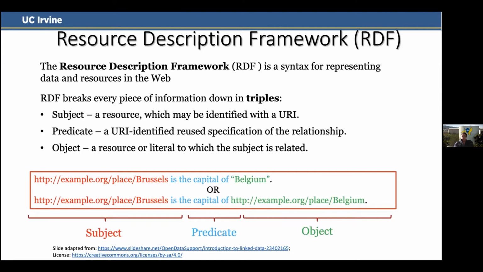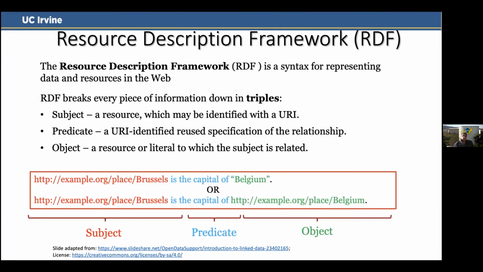And really, the linked data descriptions are tuples. They're made up of a subject, a predicate, and an object. The subject is generally the noun, or it's like the resource. It can be identified with a URI. It could be identified with another unique ID. The predicate is like the verb. It relates the subject and the object, and then the object could be a literal or another URI.